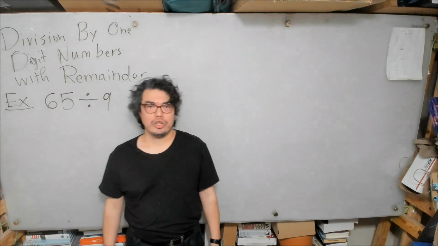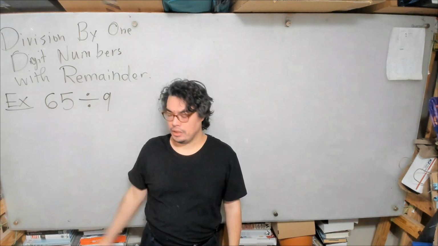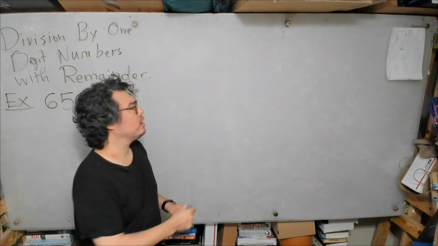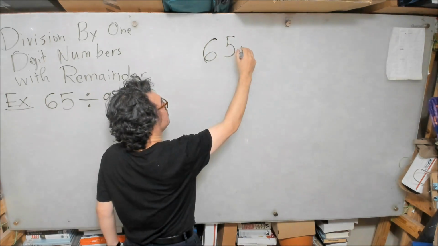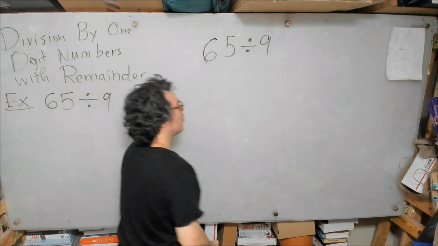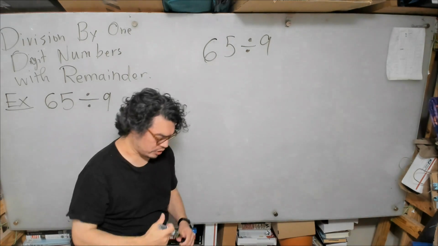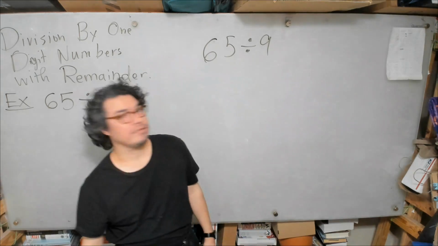So now what I want to look at is this example, 65 divided by 9, right? So let's do that over here. We ask ourselves, what is 65 divided by 9? What is the first thing that we're going to think about? Well, we're going to start thinking about the multiples of 9.